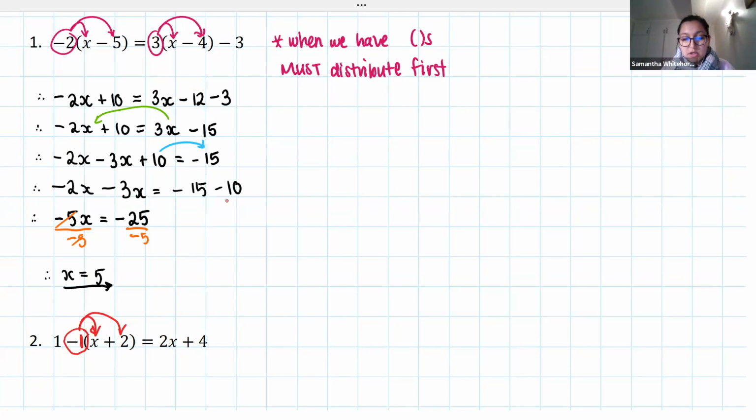I want to see answers in the chat. So let's have a go. I'm going to give you a minute or so, and then we'll have a look. Again, answers in the chat. Let's see. X equals. And guys, remember, double check your answer. You don't have to write it out neatly, just do it quickly on a calculator, but double check your answer.